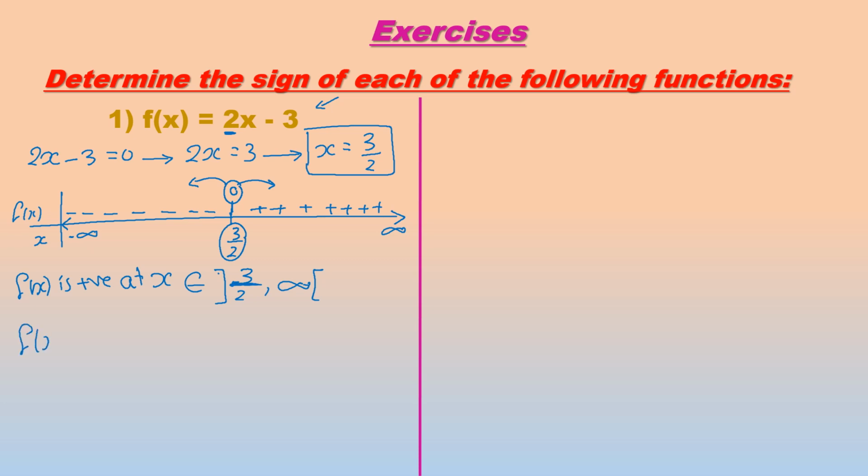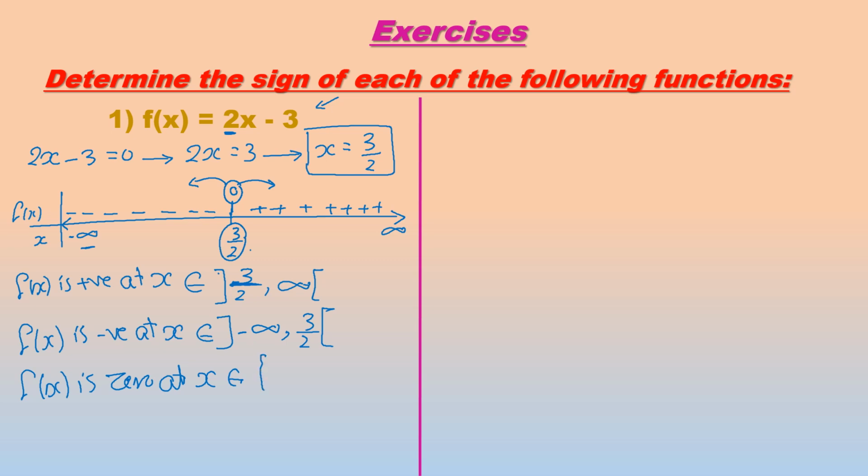And f of x is negative at x belongs to from negative infinity, opened, to 3 over 2, opened. And f of x is equal to 0 at x belongs to what? Belongs to 3 over 2. Okay? Now, another example. f of x equals 1 plus x power 2.